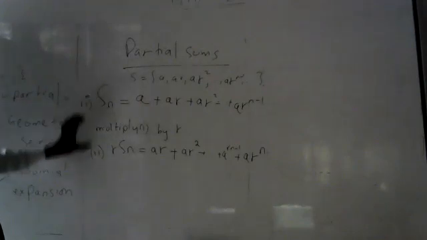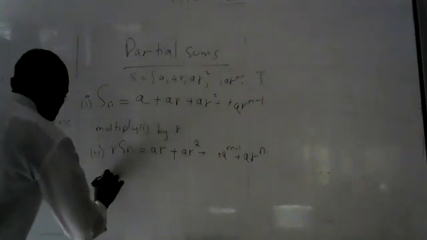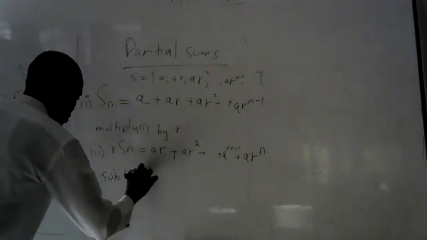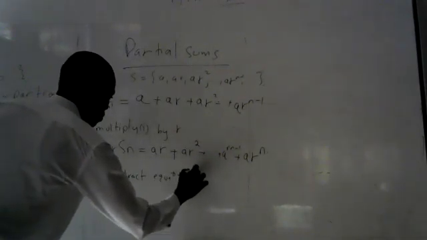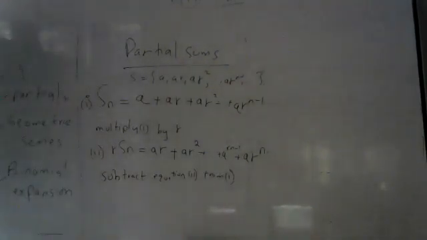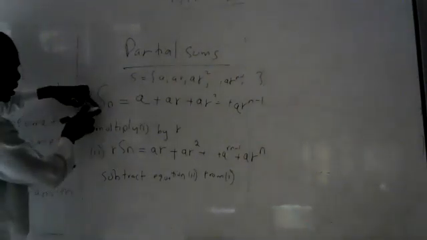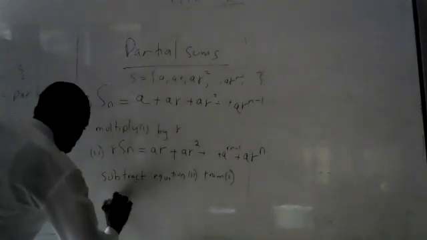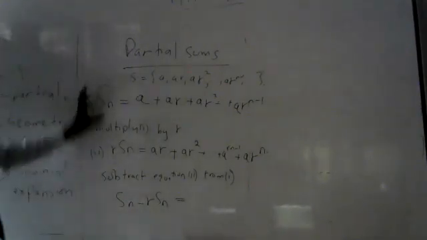So we have two equations, equation 2 and equation 1. Now subtract equation 2 from equation 1. So what do we have on the left-hand side? We have Sn minus R times Sn. What do we get on the right-hand side?